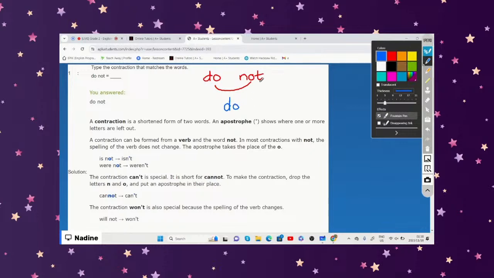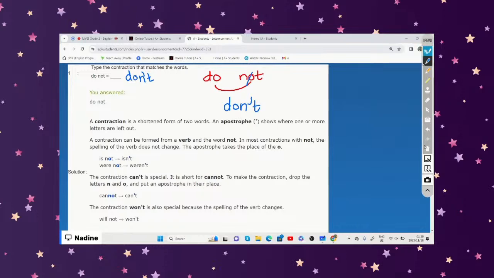Which means that if we bring down our not, we bring the N, we remove the O, we put the apostrophe in its place, and we add the T. So don't. So do not, it's like saying don't. And we add our apostrophe in the place of the O that we left out. Right?